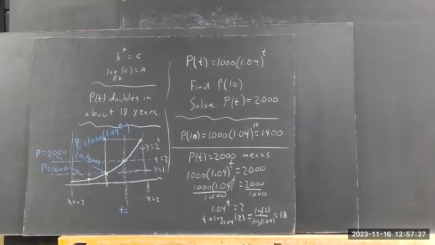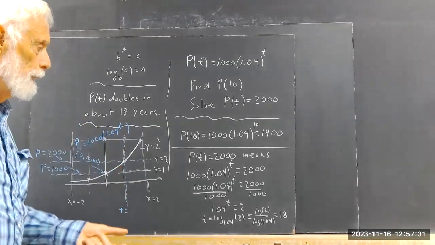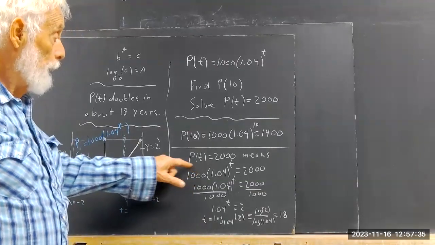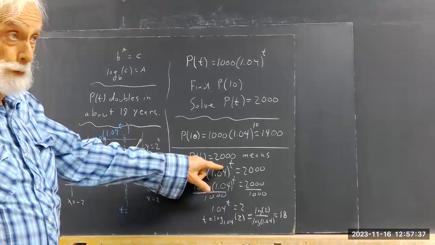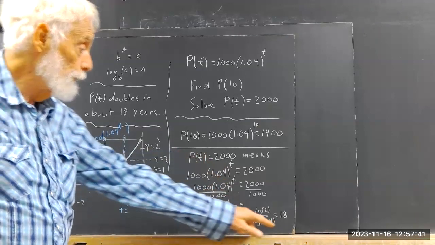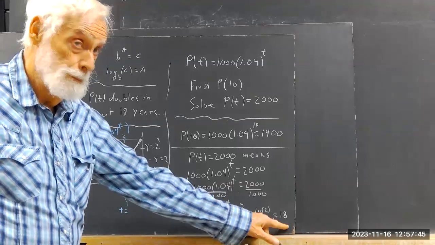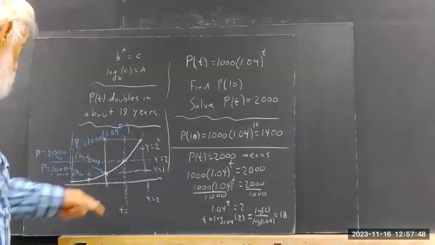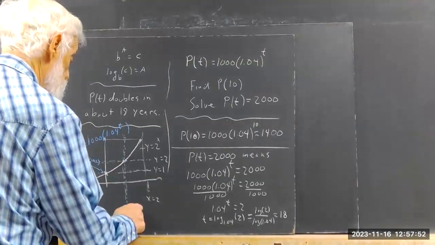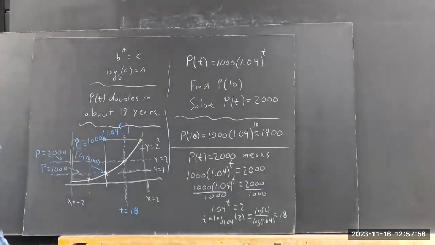Okay, people have a little trouble wrapping their heads around the idea well enough to answer, but I point out: what do we do here? We found when P of t is 2,000, didn't we? We solved this equation, found that P of t is 2,000 when t is 18. Okay? That means P is 2,000 on this line. T equals 18 here. Okay?